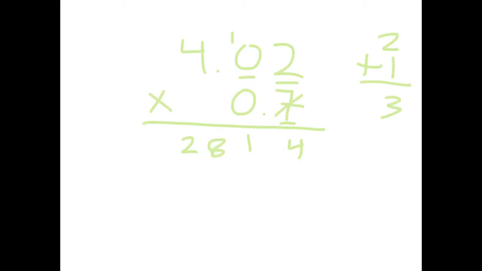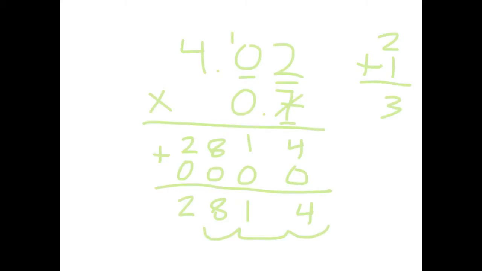Cross out the 7, put down a 0. 0 times 2 is 0, 0 times 0 is 0, and 0 times 4 is 0. Add that all up and you'll get 4 plus 0, which is 4, 1 plus 0, which is 1, 8 plus 0, which is 8, and 2 plus 0, which is 2. And don't forget to carry your decimal 3 points away. So 1, 2, 3. So your final answer is 2.814.